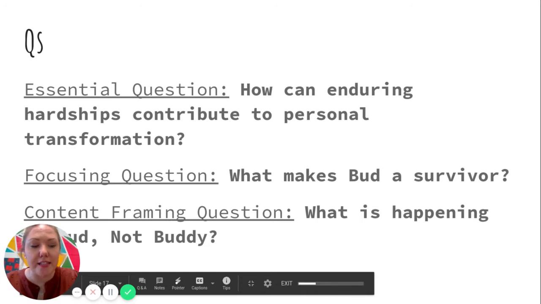Your focusing question is the question for this lesson and for the next several lessons, and it is, what makes Bud a survivor? Your content framing question is, what is happening in Bud Not Buddy? This is the question that is specific for this lesson.